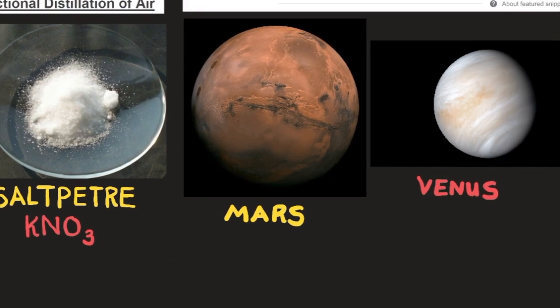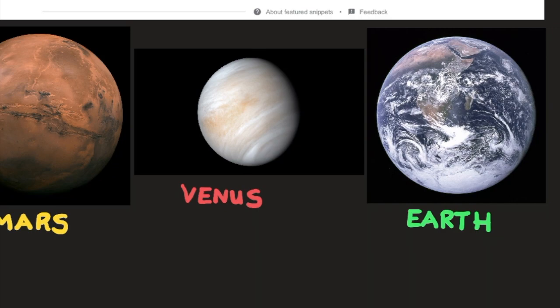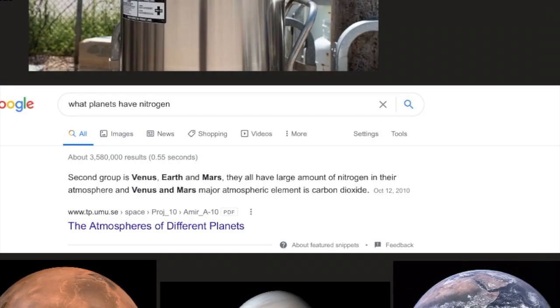Nitrogen gas exists on planets other than our own, such as Mars, Venus, and our famous blue marble. The second group is Venus, Earth, and Mars. They all have large amounts of nitrogen in their atmosphere, and Venus and Mars' major atmospheric element is carbon dioxide. Just like our planet, apart from nitrogen, they also have a lot of carbon dioxide, which contributes to the conditions that exist within the planets, which we will eventually and hopefully travel to one day.